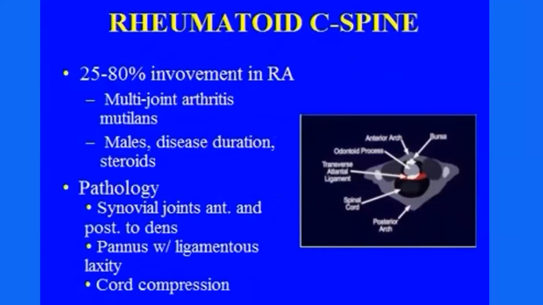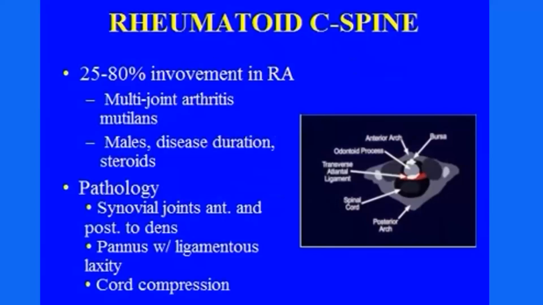Let's speak briefly about the spine. 25 to 80% of patients with rheumatoid arthritis have cervical spine involvement. They also have multi-joint arthritis. In males the disease duration is more severe, and all have been on steroids.